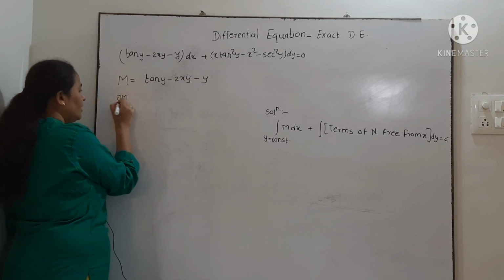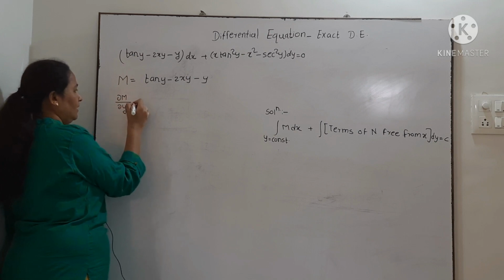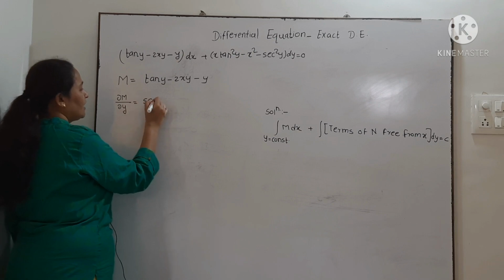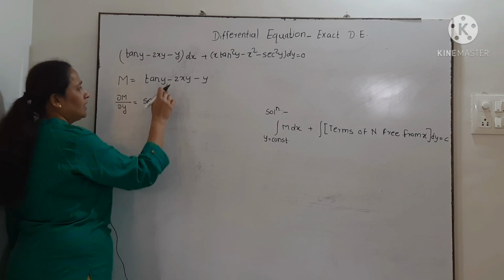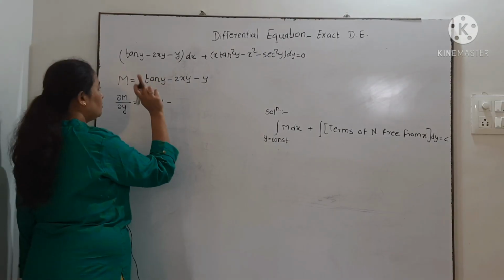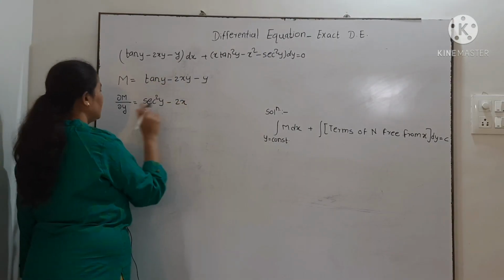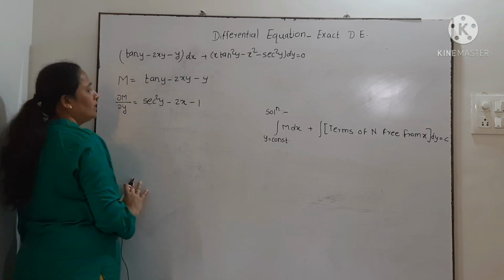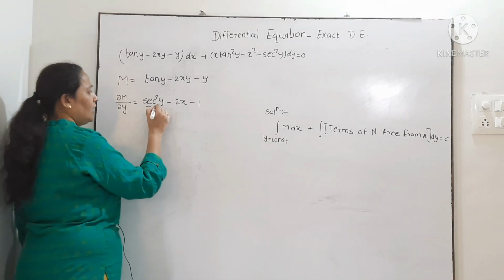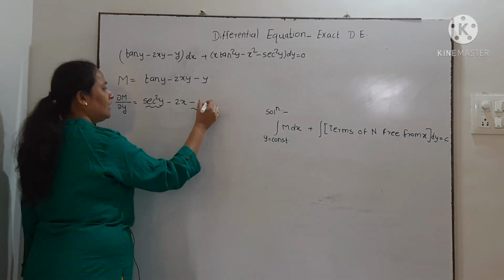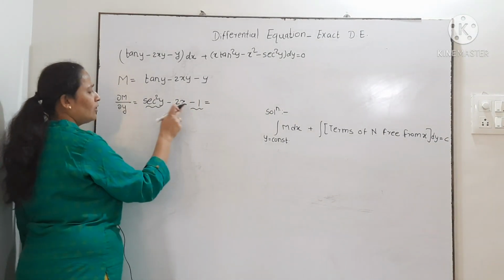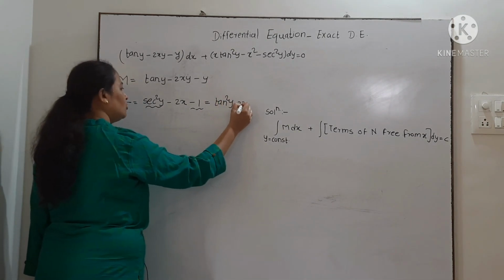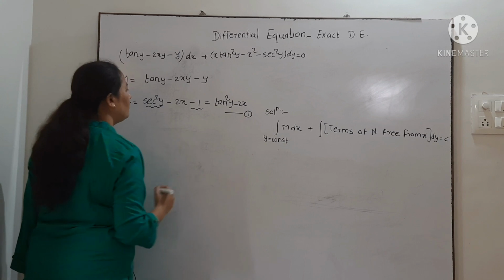If I find its derivative with respect to y, ∂M/∂y, the derivative of tan y is sec square y, minus the derivative of 2xy with respect to y, which is minus 2x, and the derivative of y with respect to y is minus 1. So it is sec square y minus 1. If we use the second trigonometric identity, sec square y minus 1 is nothing but tan square y, minus 2x. So this is equation number 1.